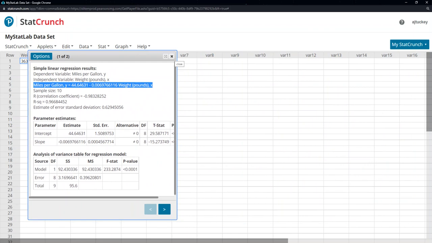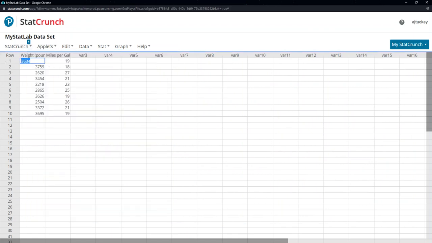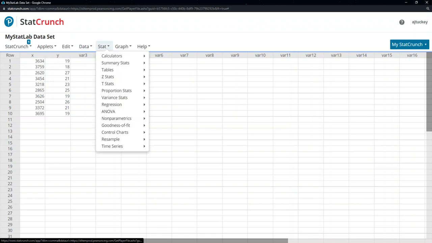So just to make it clearer for you all, let me close that. I'm going to get rid of this weight business and this pounds. I'm just going to call it X, so that way you can see it more easily. Because whatever you put up there in StatCrunch for the title of the column, it will actually do that. So let me do that again.